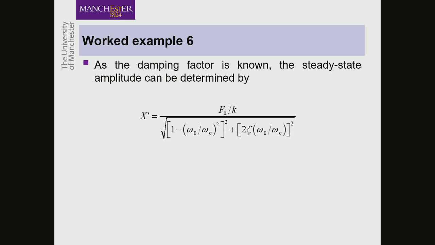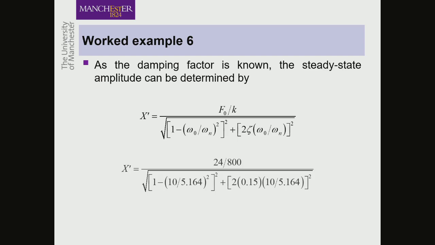And what is x prime here? X prime is the amplitude of the system or the vibration, which means the maximum displacement as a result of that 24 Newton force. You just need to input our values and then you will find the x prime maximum displacement as 10.7 millimeters.